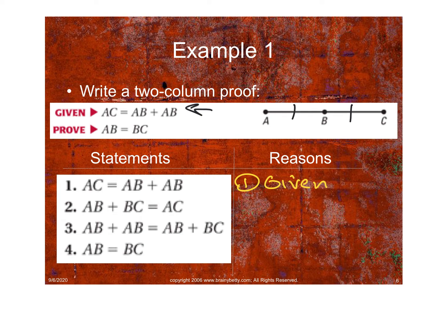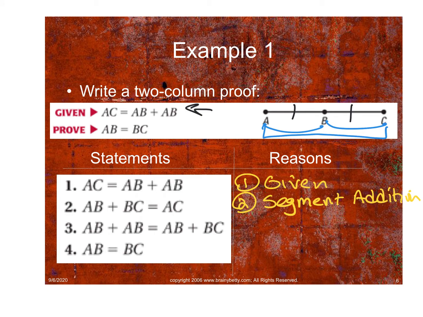Good? Okay, so my next statement is actually my segment addition postulate. They're showing that segment AB plus segment BC makes up the whole thing of AC. So this reason is going to be your segment addition postulate. And I abbreviate it as SAP. If you don't want to abbreviate it, then you write out all 3 words.